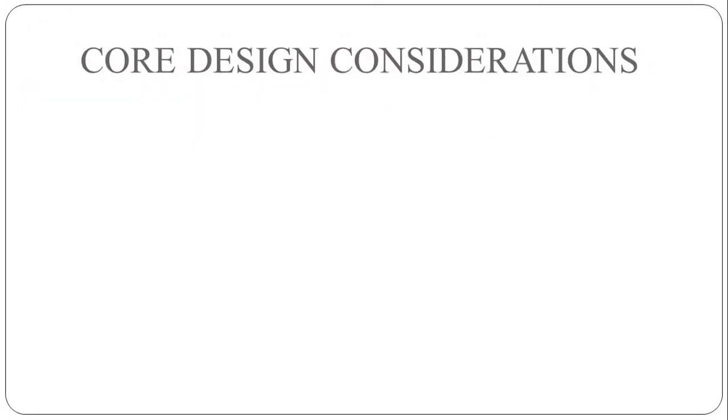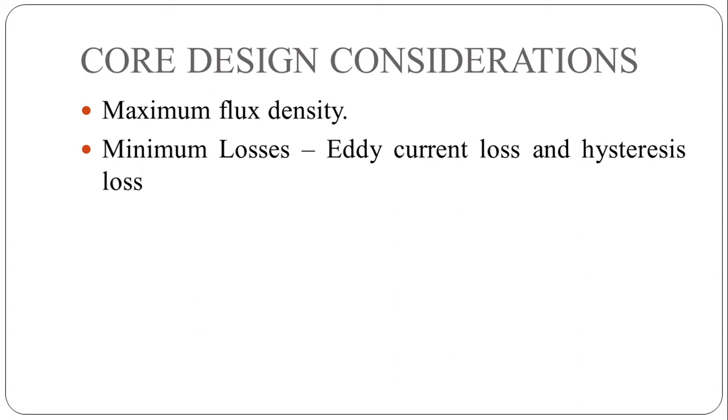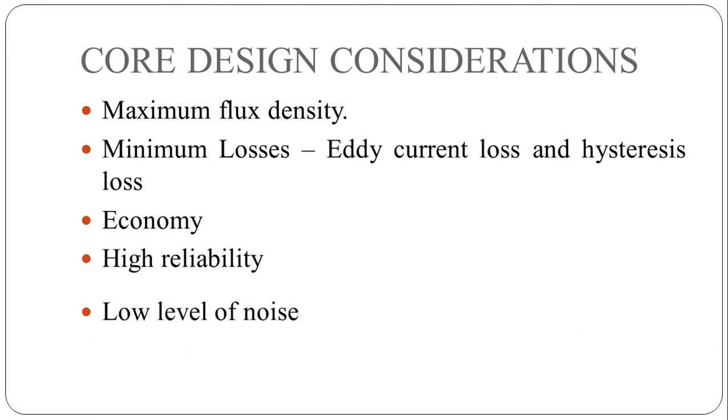So what are these important considerations? First is maximum flux density. Second is minimum losses. It means while designing the core, eddy current loss and hysteresis losses must be minimum. Third important point is economy. Economy means we have to limit the cost of the core. And the fourth point is reliability. And the last point is low level of noise.